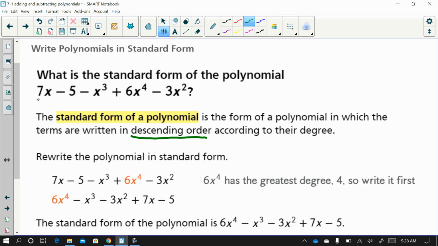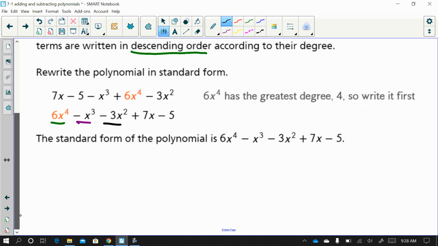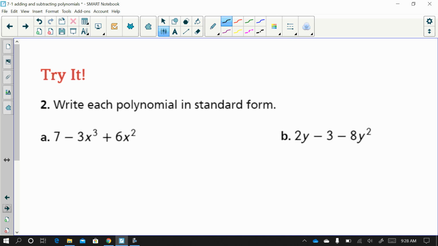Looking at this, biggest exponent, 6x to the 4th. So 6x to the 4th is my first term. Which one's next? 3 is next, so minus x cubed comes next. Negative 3x squared is the next. Then a positive 7x and a negative 5. So standard form of this polynomial is 6x to the 4th minus x cubed minus 3x squared plus 7x minus 5. 4, 3, 2, 1, 0. Notice that they are in order according to their exponents. Okay, your turn. Please pause the video and try these.